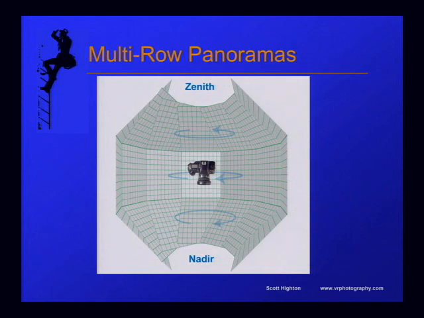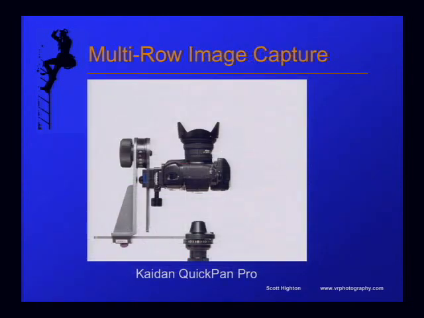If you have a longer focal length lens, you might need to shoot more rows. So instead of 45 degrees up, you might need to be 60 degrees, then 30 degrees, then even. So these really add up.